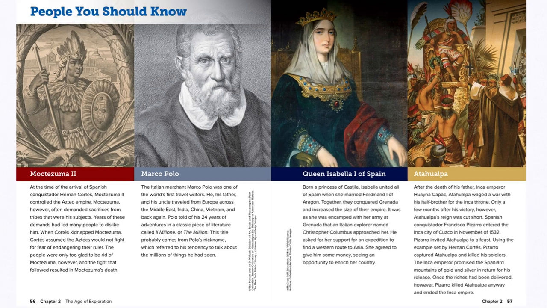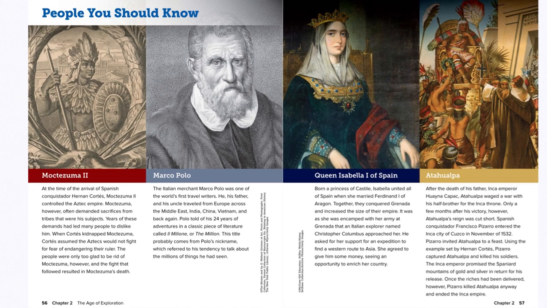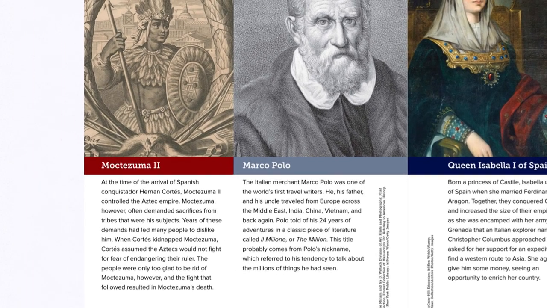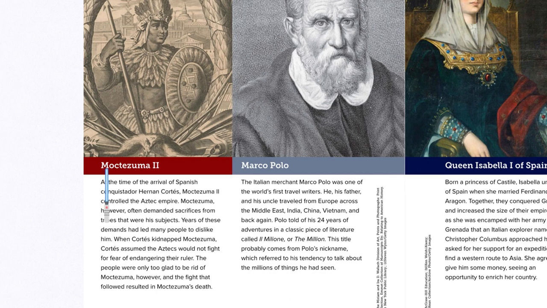Okay, this page says, people you should know. Let's take a look at our first one. Moctezuma II. At the time of the arrival of Spanish conquistador Hernan Cortez, Moctezuma II controlled the Aztec Empire. Moctezuma, however, often demanded sacrifices from tribes that were his subjects. Years of these demands had led many people to dislike him.